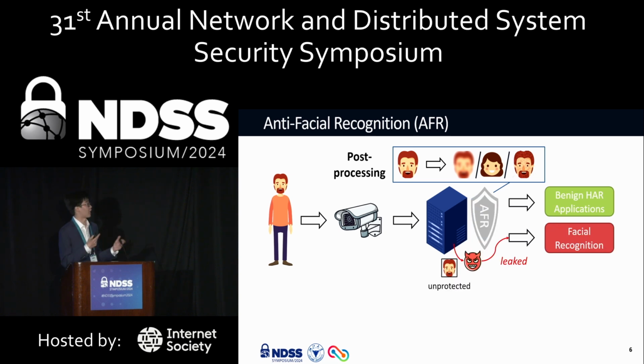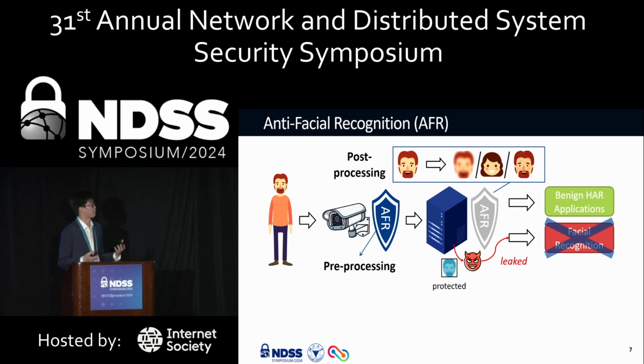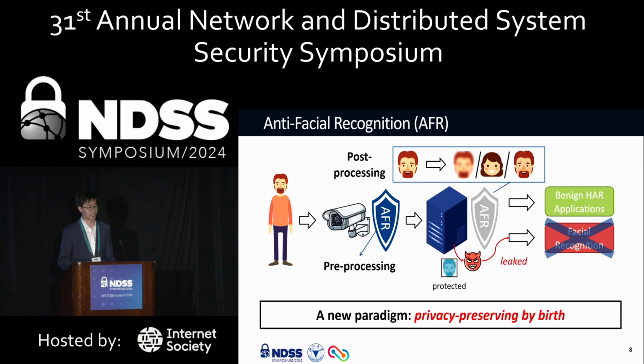However, as the captured images are still unprotected and stored on the server, they could be leaked and cause privacy breaches. So if the camera can directly output protected images that prevent facial recognition, we can cope with the privacy issues, even if the image is leaked on the server. Therefore, we aim to initiate privacy protection at an early stage by shifting from server-based post-processing to camera-based pre-processing. So our basic idea is privacy preserving by birth. That is to say, privacy preservation in the process of image capture inside the camera.